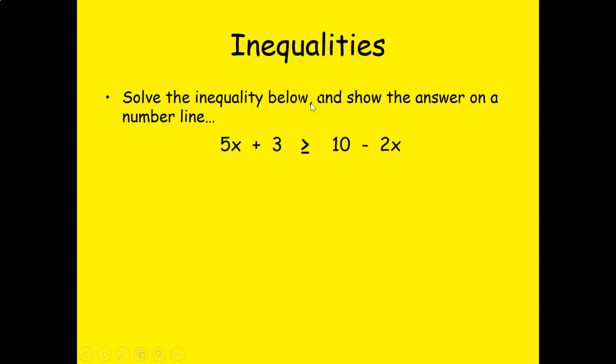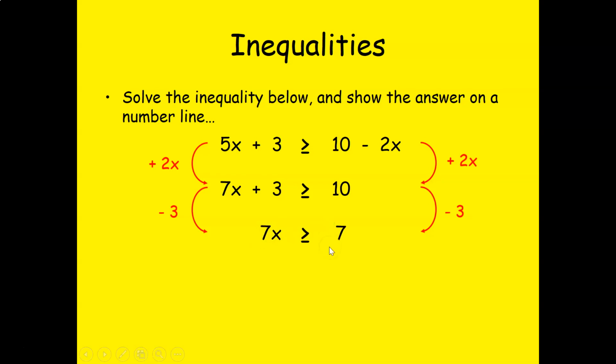Solve the inequality below and show the answer on a number line. 5x plus 3 is greater than or equal to 10 minus 2x. Add 2x to both sides of the equation. 7x plus 3 is greater than or equal to 10. Subtract 3 from both sides of the equation. We have 7x is greater than or equal to 7. The coefficient is 7, so divide both sides by 7. So we have x is greater than or equal to 1.